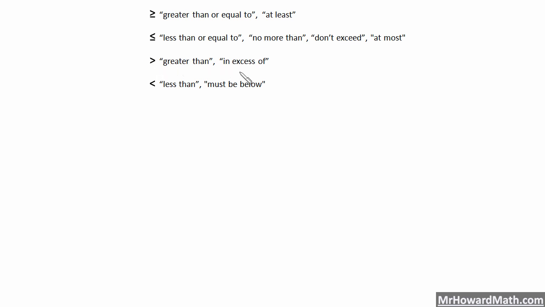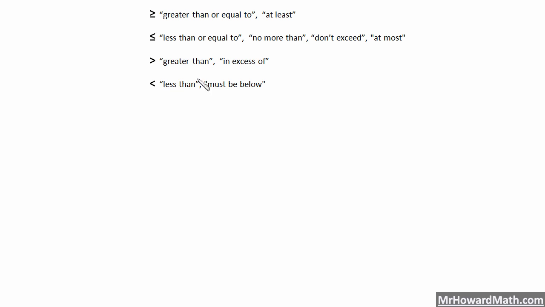Alright, the next one, greater than. One example of that, and there are others again, is in excess of. So this means it's got to be more than the number that you're talking about. It can't be exactly that number, and it can't be below. It's got to be in excess, over and above whatever number you're talking about with this inequality.